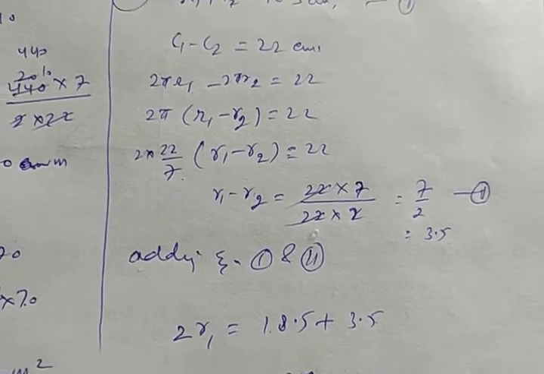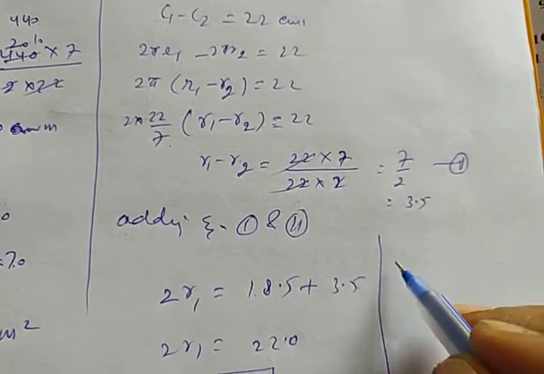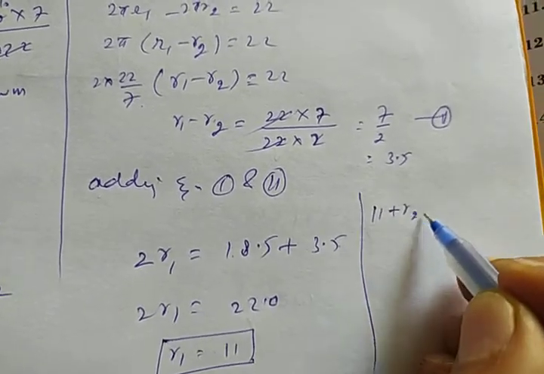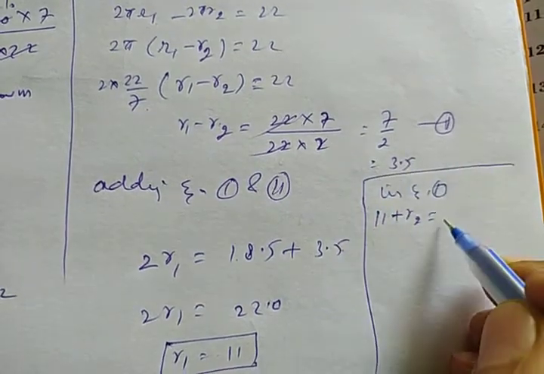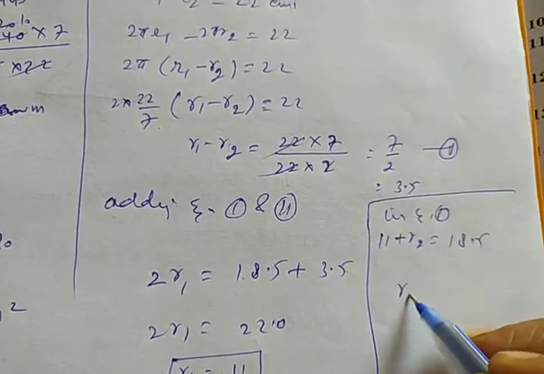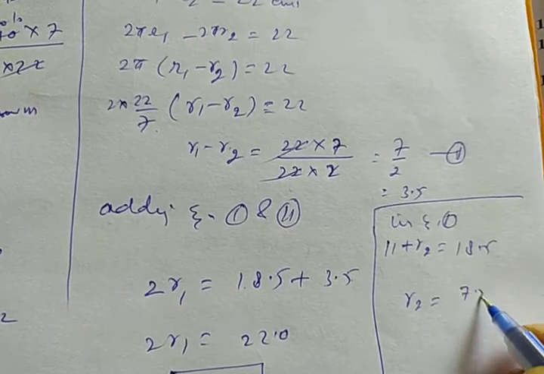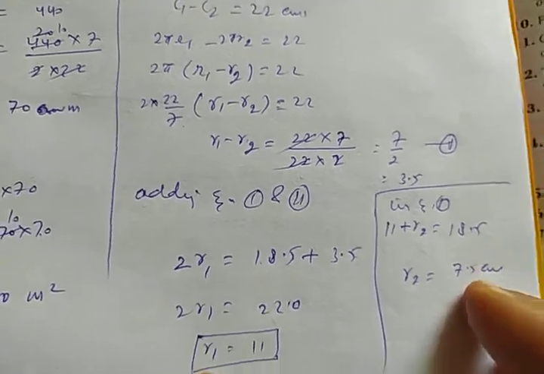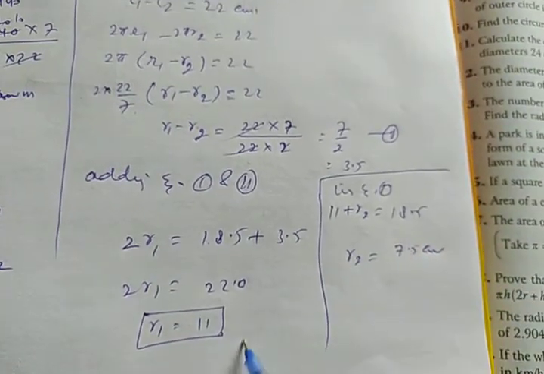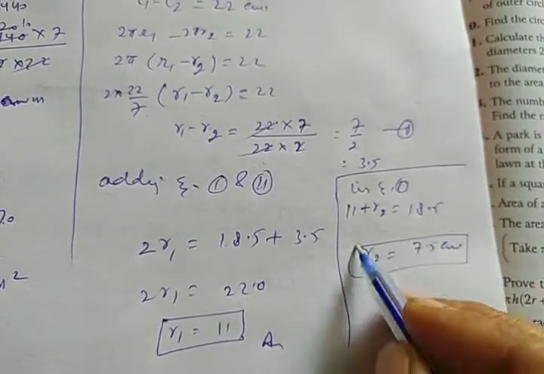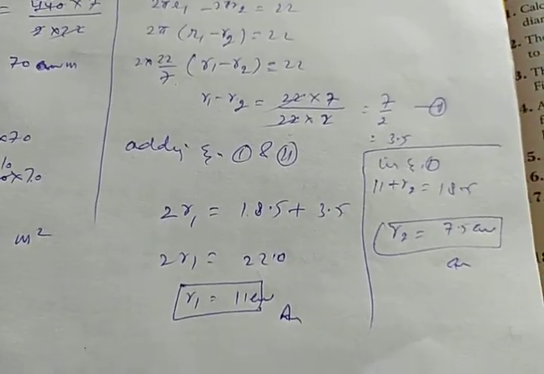R1 you are getting 11, and R2 you will get by putting the value like 11 plus R2 in equation 1, 18.5. Then R2 is equal to 18.5 minus 11, 7.5 centimeter. These two radii you have come to know, and the question is asking only for radii. Then these will be the answers. In this way you will have to solve the question.